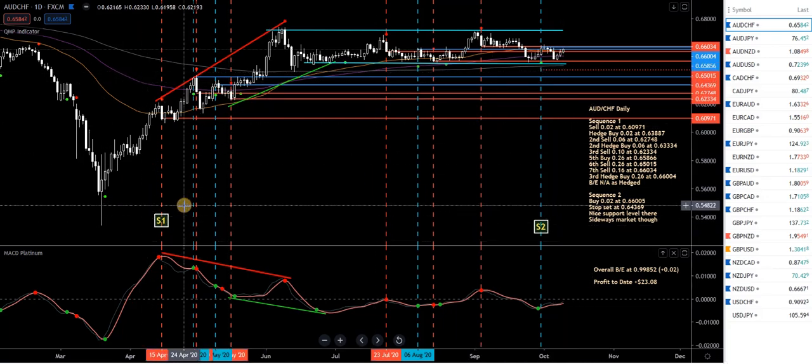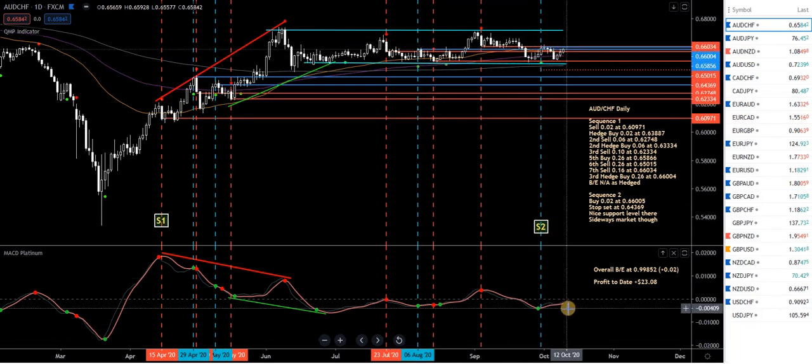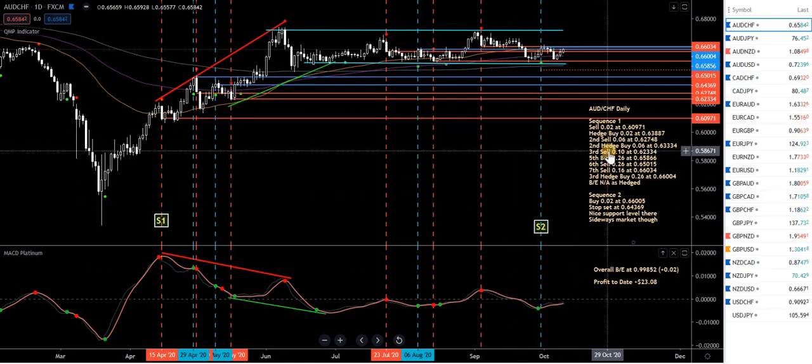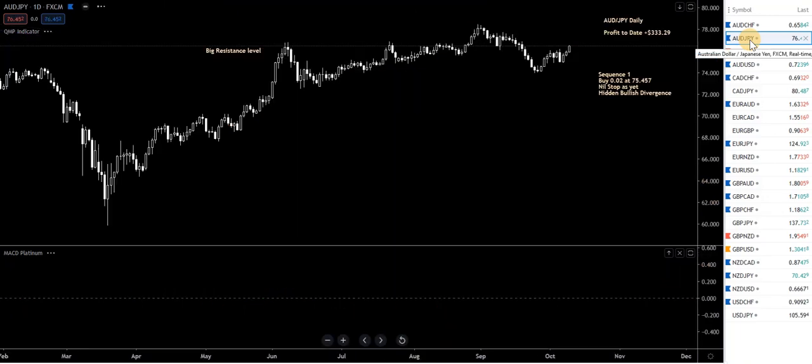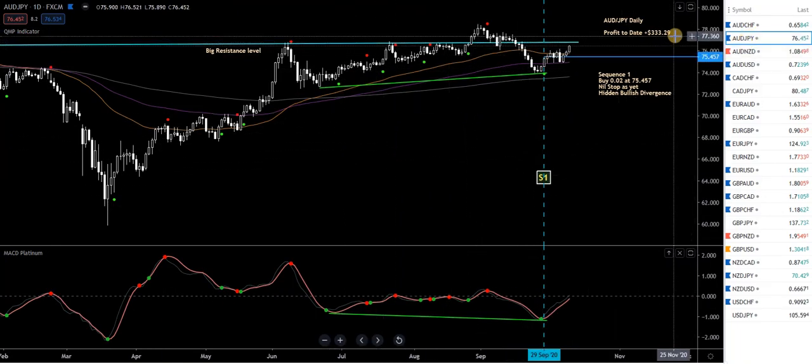Not too worried about sequence 1 at the moment. I'm just waiting for this MACD Platinum to go back above the zero level. Then I'll look for a sell to try and bring the sequence 1 out of play. So let's move on to a pair that actually gets me a little bit more excited. Aussie Yen, as you can see, a lot more profit.